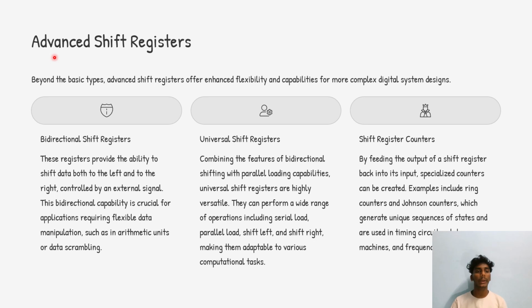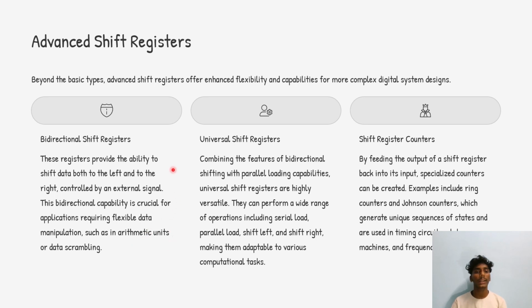Beyond the basic types of registers, there are advanced types of shift registers. Beyond the basic types, advanced shift registers offer enhanced flexibility and capabilities for more complex digital system designs. Bidirectional shift registers. These registers provide the ability to shift data both to the left and the right, controlled by an external signal.